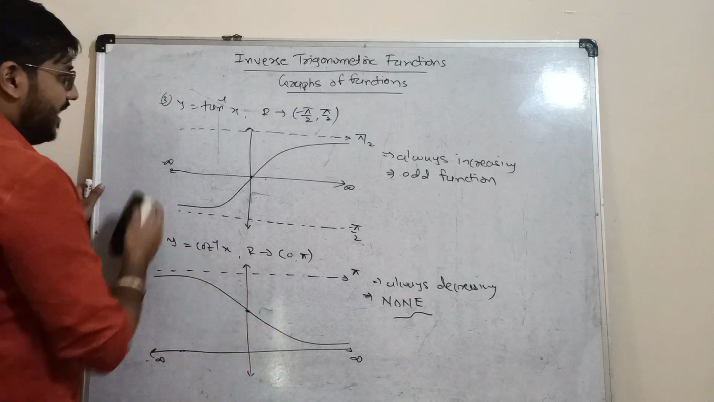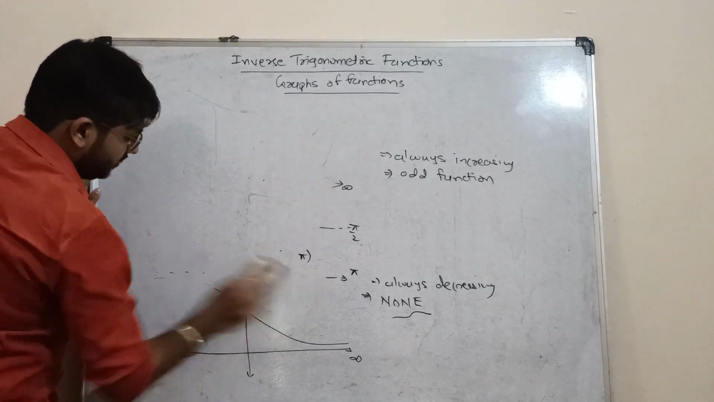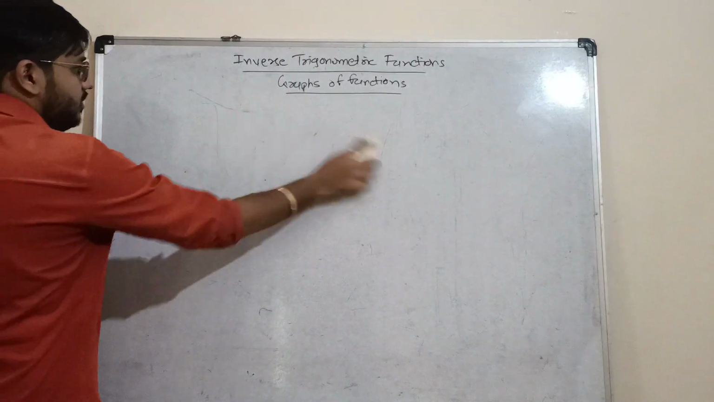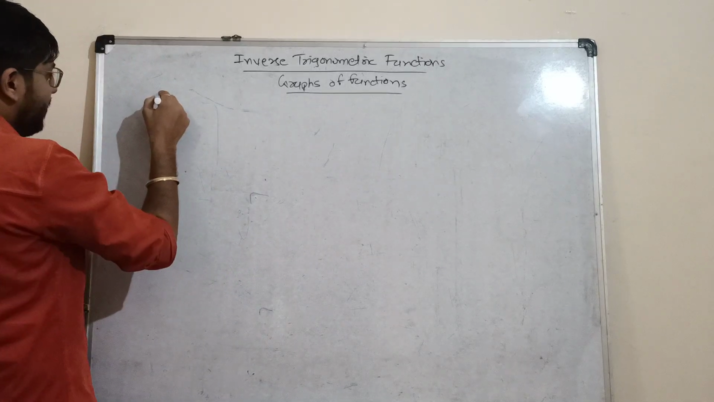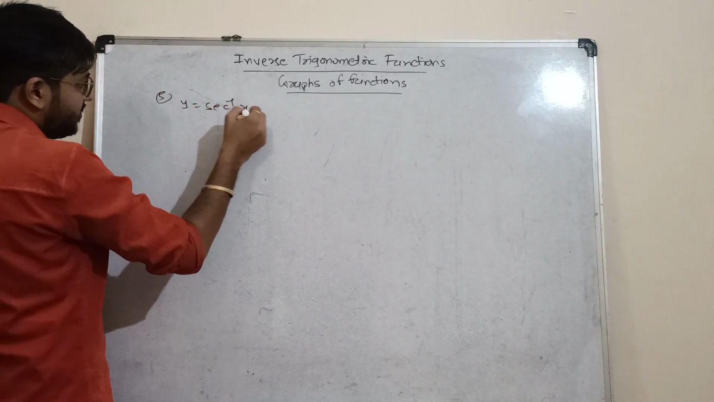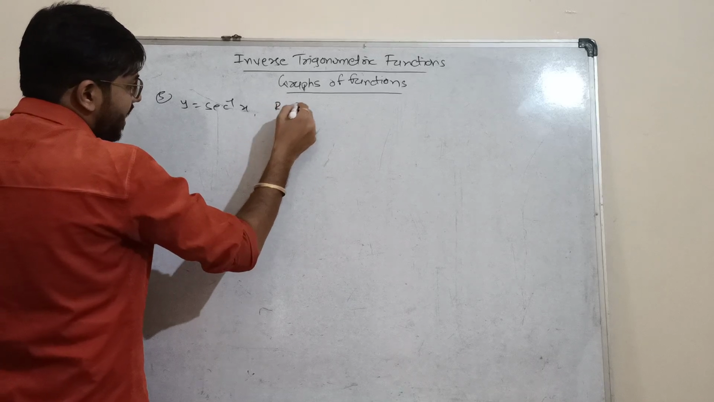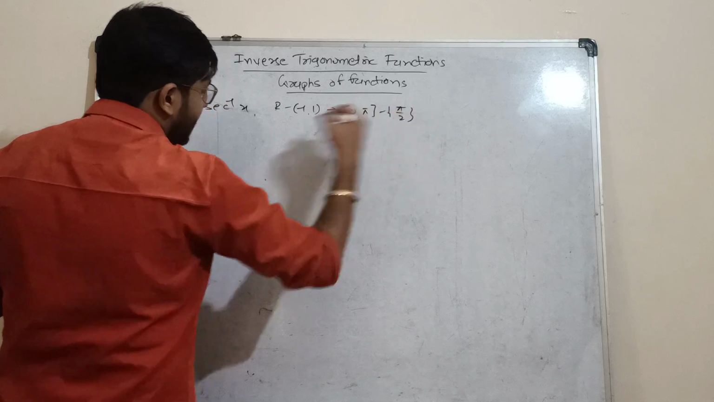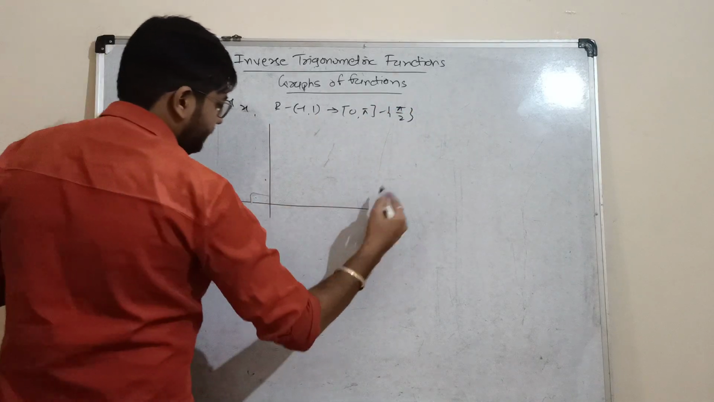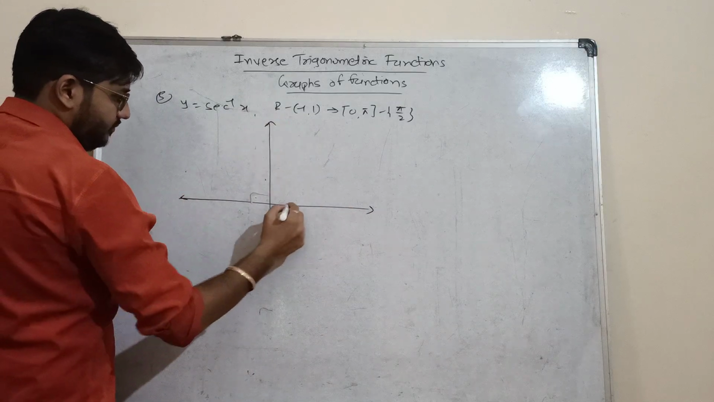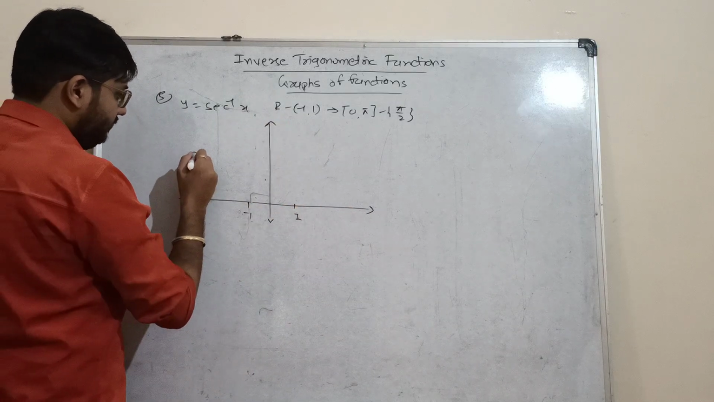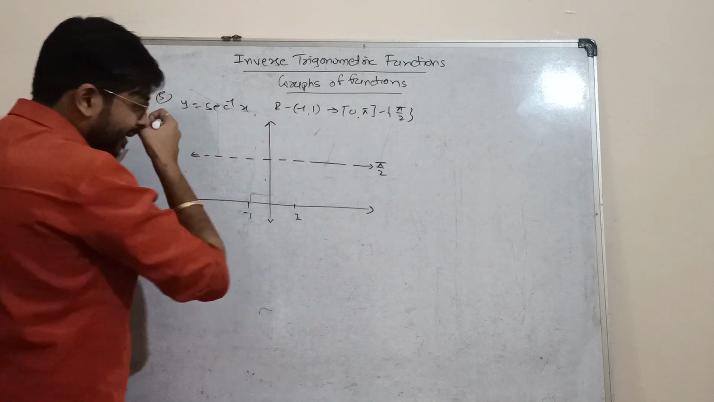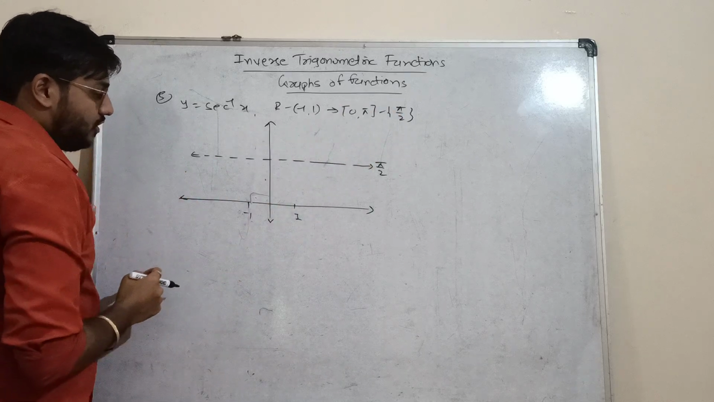Okay. Then let's talk about number 5, y equals sec inverse x. We know that it's from R minus (-1, 1) to 0 to pi minus pi by 2. Okay, so if I say that here it is 1, here it is minus 1, this is the dotted line for pi by 2, because pi by 2 will not be in the range of sec inverse.